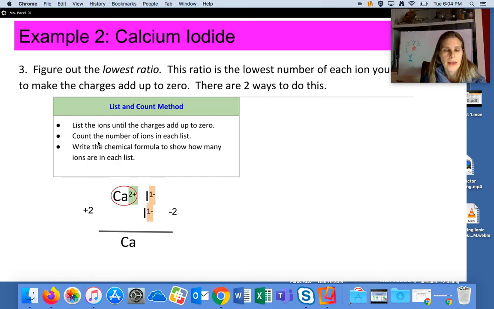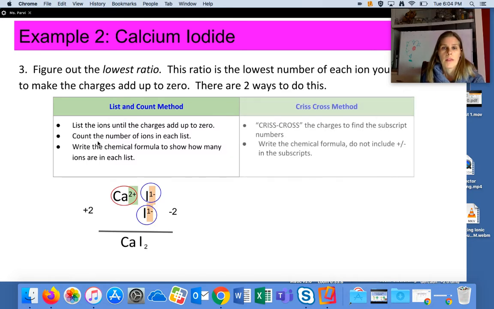Okay, how many iodides do we have in our list? Here's 1 and 2. So what am I going to write down below? If you said I2, you were correct. Okay. The other quick way to find out a formula is to use the crisscross method. We crisscross the charges to find the subscripts.